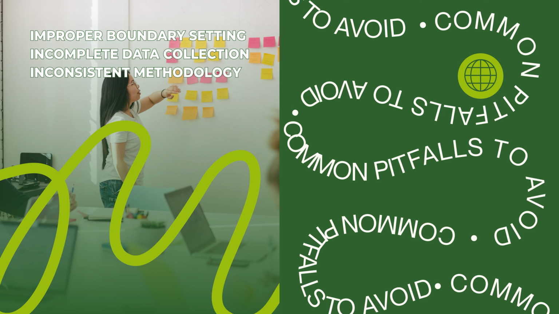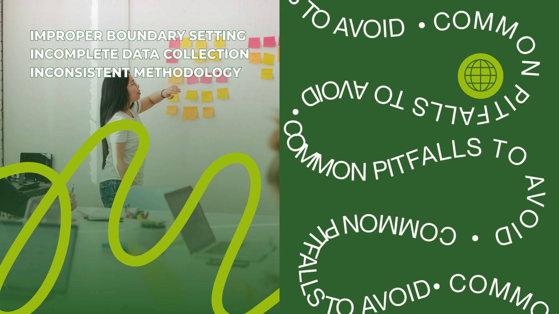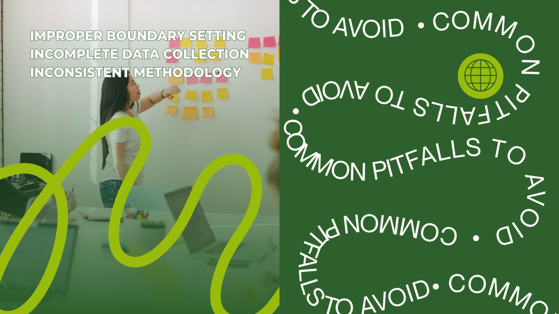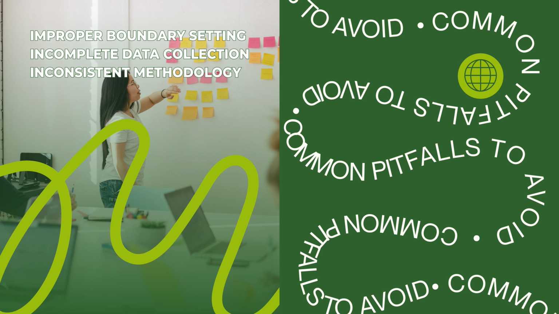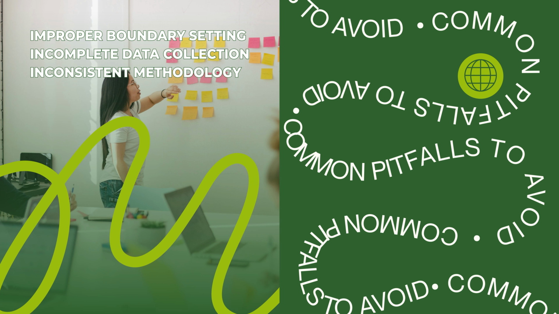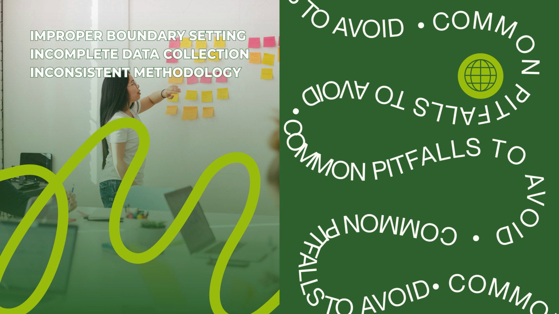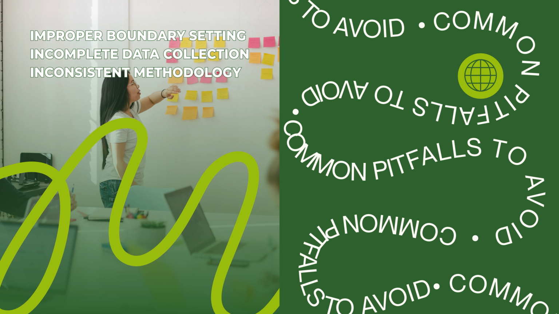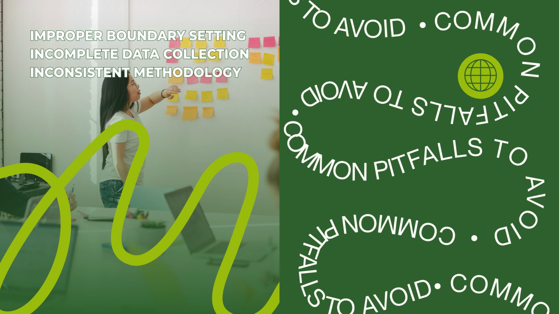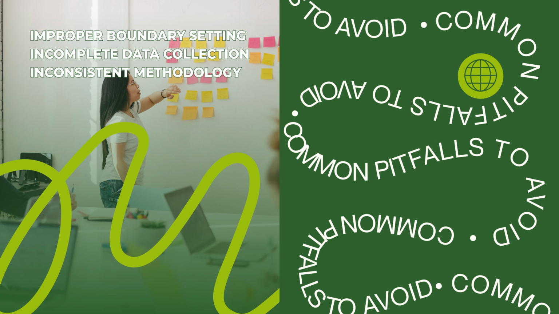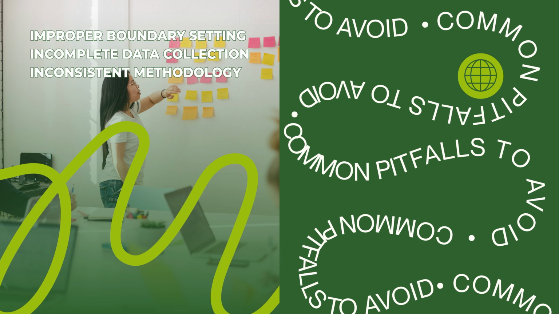The third is inconsistent methodology. Inconsistent methodologies can make it challenging to compare emissions over time or benchmark against industry peers. Establish a standardized approach aligned with recognized protocols like the Greenhouse Gas Protocol or ISO 14064. To avoid this, clearly document your methodology, assumptions, and any changes made over time to ensure transparency and consistency.